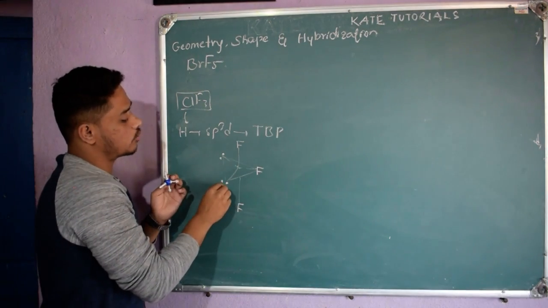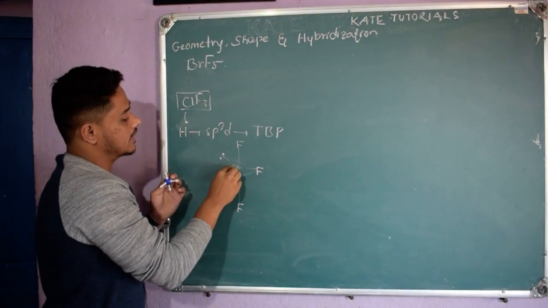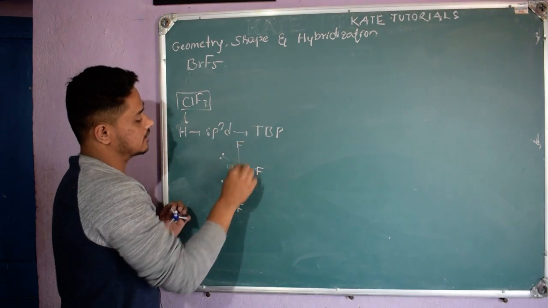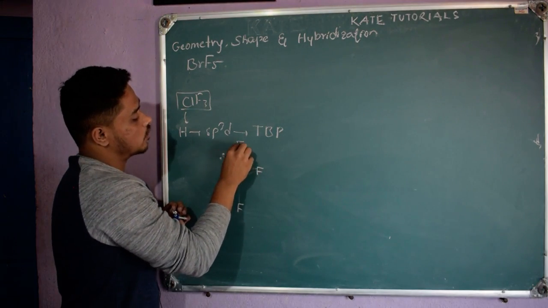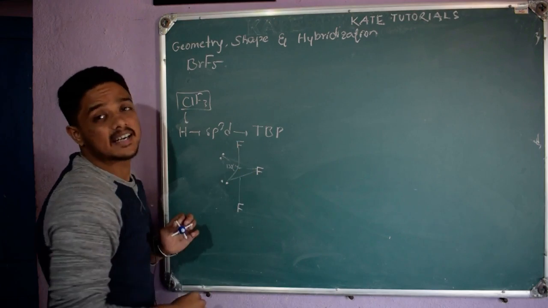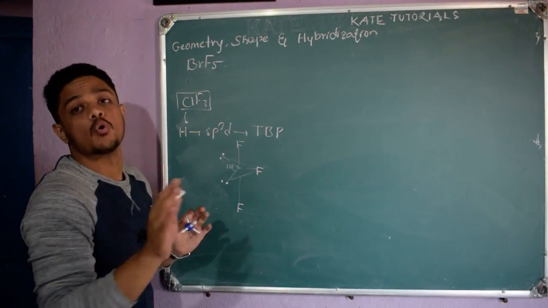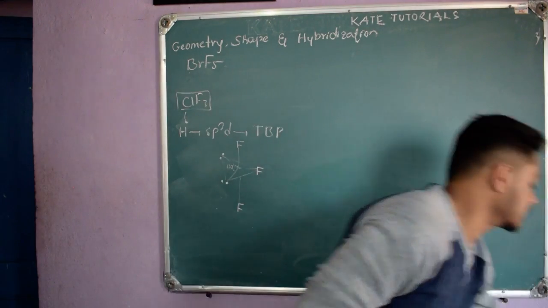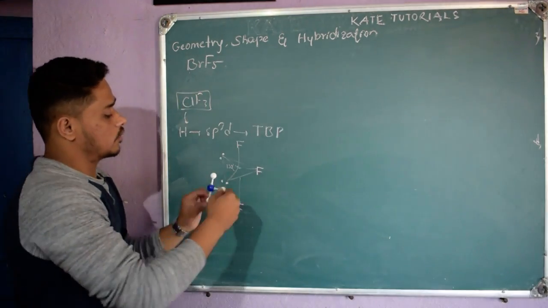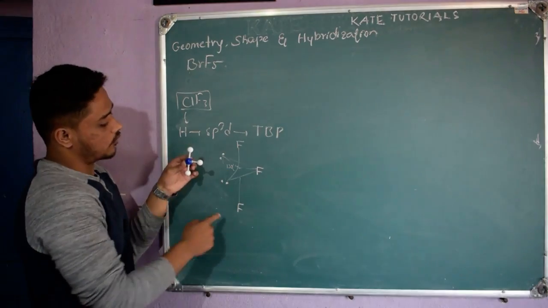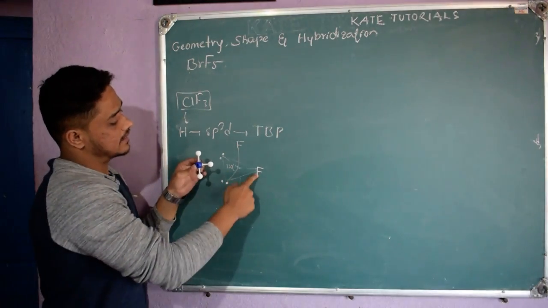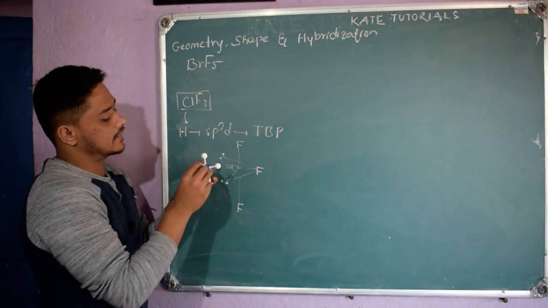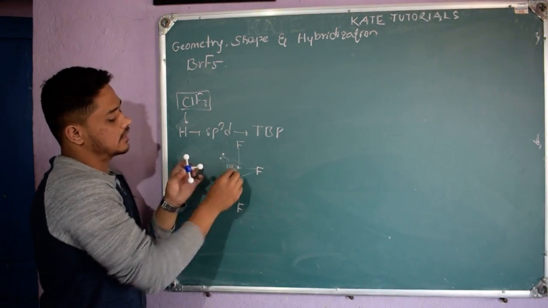In the equatorial position the electron density is more, and the bond angle is 120 degrees, so repulsion will be less. If lone pairs were axial, the bond angle between lone pairs and fluorine would be 90 degrees, so repulsion will be more. So the structure will be like this. One fluorine is above, one more fluorine is below, and this fluorine is here, right? These white balls indicate fluorine, and this blue ball indicates chlorine, right?